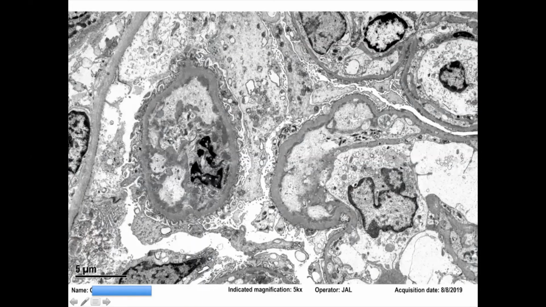This is electron microscopy of this case. Okay, I'm going to mute you all. Basically, you can see these glomerular loops, the glomerular tufts, and we see these electron dense deposits present. Where are they located? Let's see what you guys are saying.